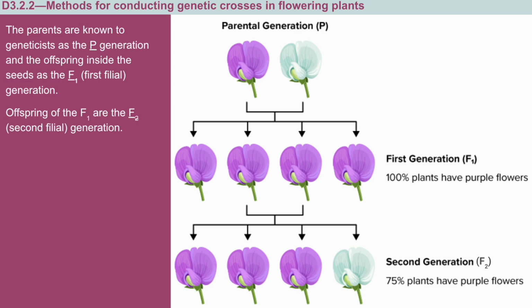So when we do a cross, okay, we're going to start with the parental generation, our P generation. We then cross, and that first generation is called the F1 or the filial 1 generation. Okay, and then the generation after that, when we cross those offspring, is going to be the F2 generation.